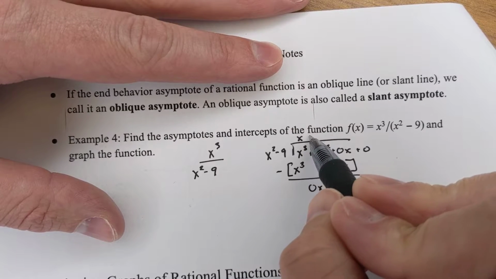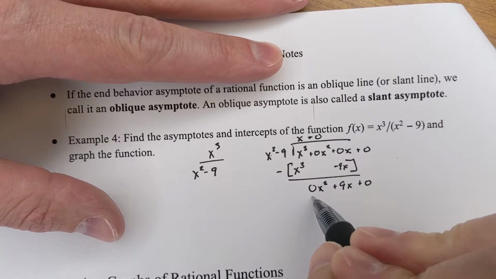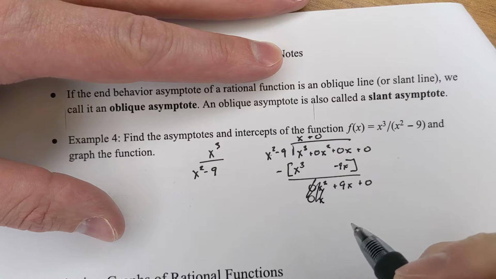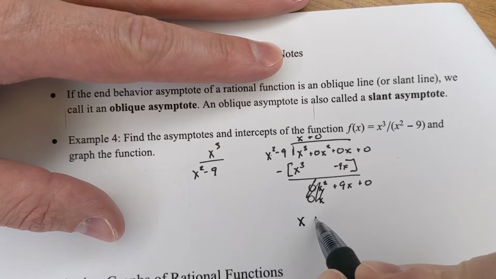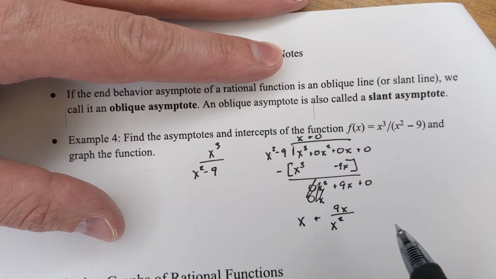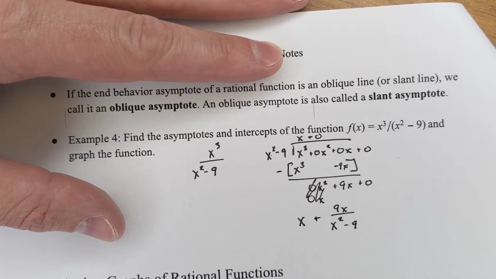So then this is going to be plus 0. 0 times x squared is 0x squared, so that actually goes away. So that's my remainder, 9x. So this division is x plus 9x over x squared minus 9.